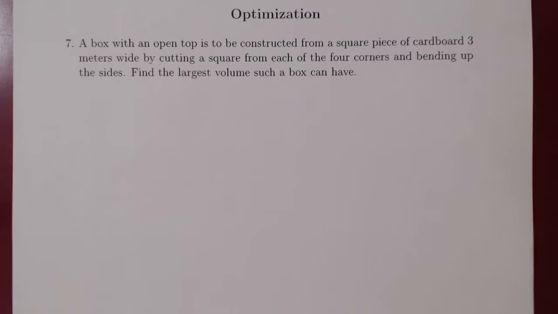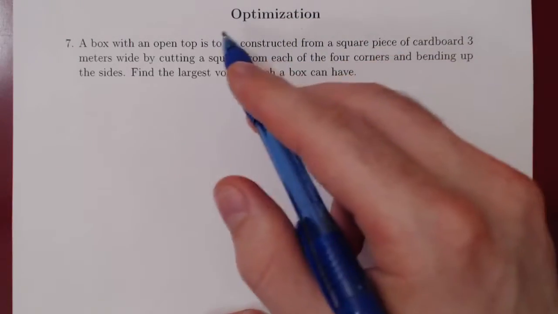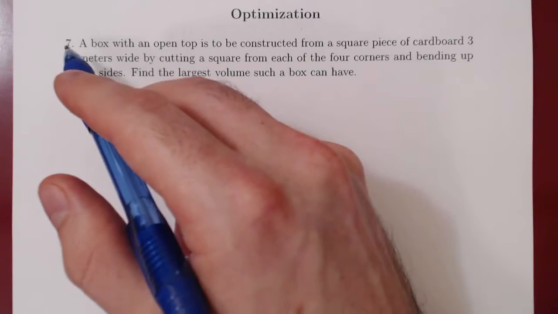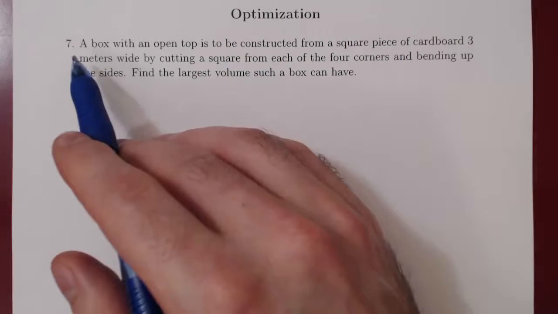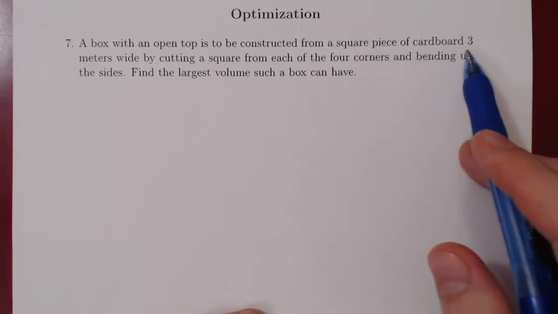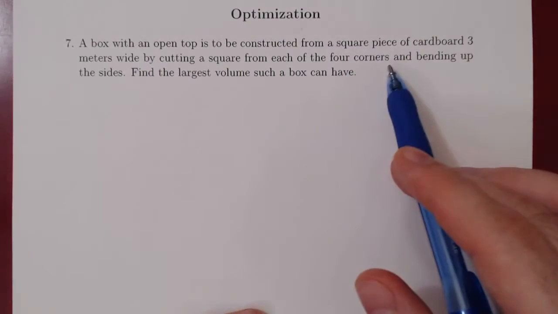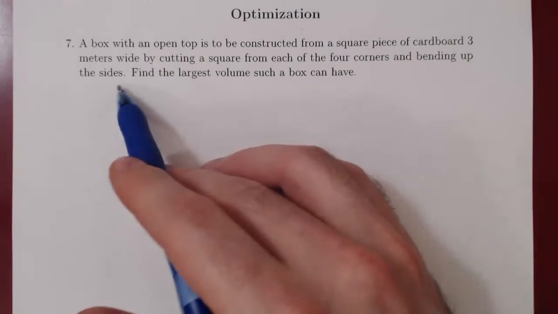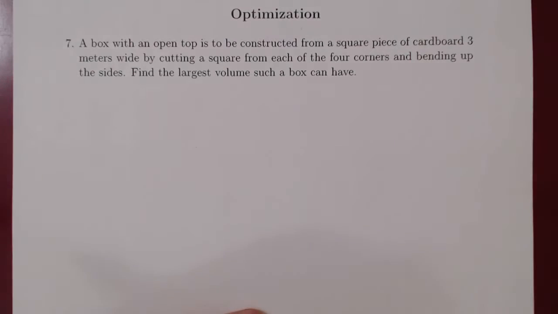Okay, so this is our fourth problem about optimization. If you look at the problem sheet on optimization, this is actually problem number 7. Let's read the problem. A box with an open top is to be constructed from a square piece of cardboard 3 meters wide by cutting a square from each of the 4 corners and bending up the sides. We want to find the largest volume of such a box.